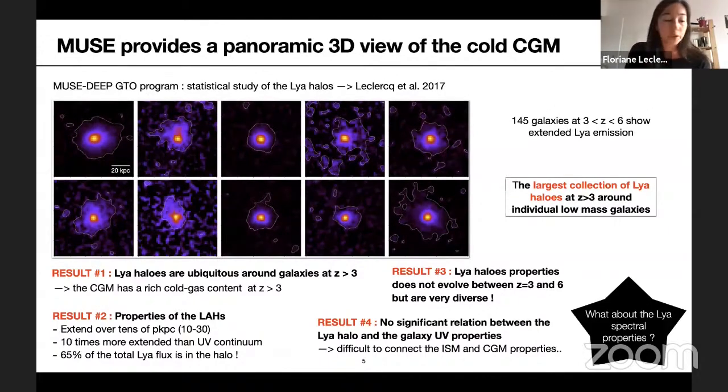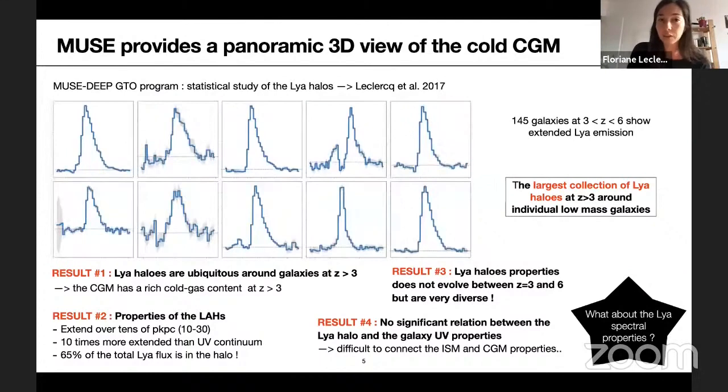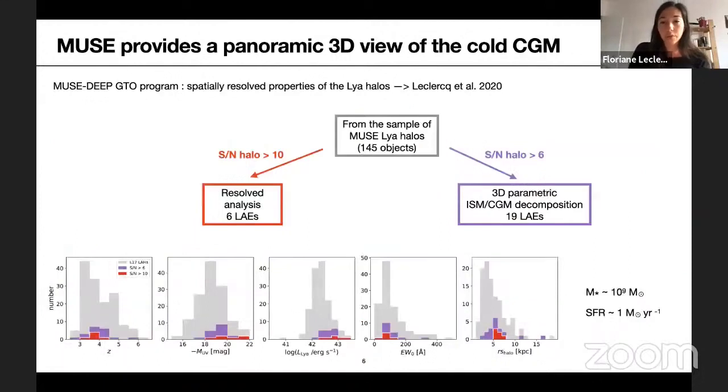So what about the spectral properties now? As I told you, the spatial Lyman alpha emission looks quite diverse, but also the Lyman alpha lines look quite diverse in shape. And so our new study is to study the spectral properties of those Lyman alpha halos. We start from this parent sample of the halos we have from MUSE, and for the 6 brightest ones, we were able to carry out a resolved analysis. And for the others, we just tried a 3D decomposition of the ISM and CGM contribution to the Lyman alpha.